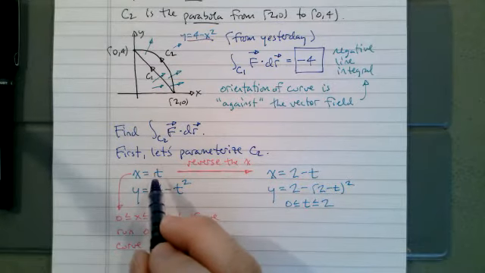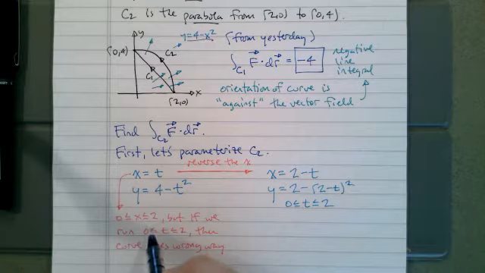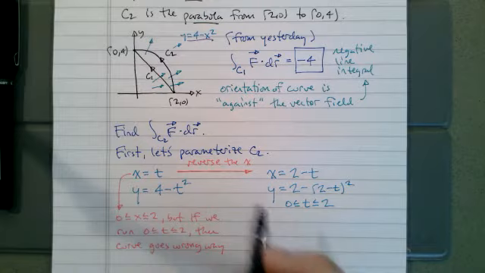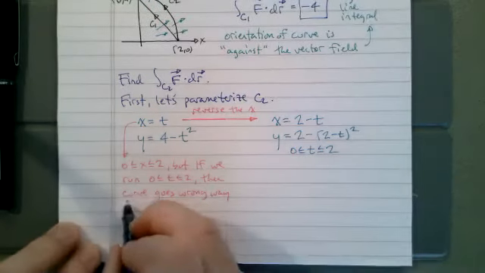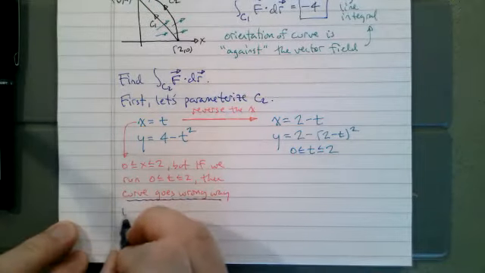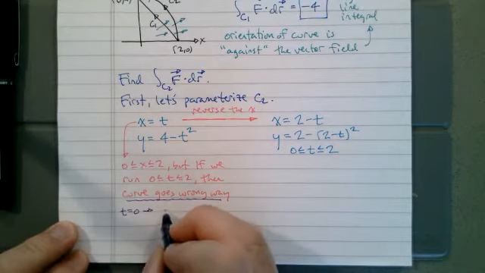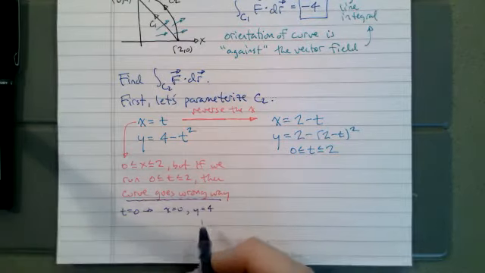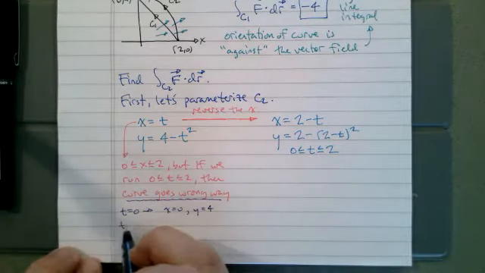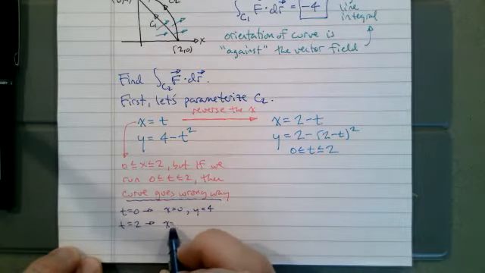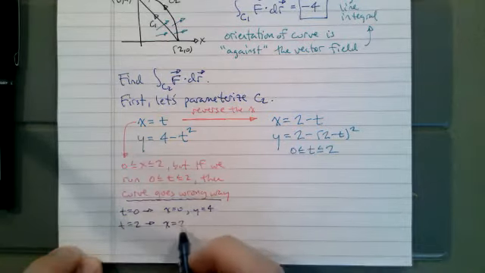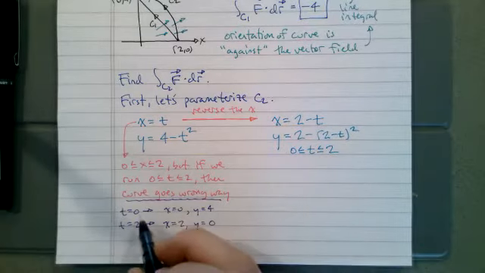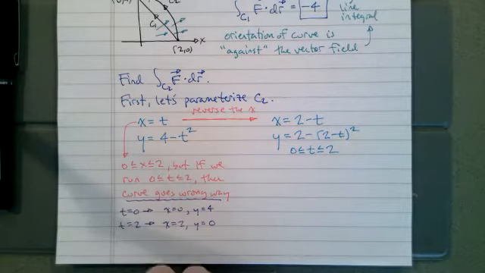But if t equals 0, then x is 0 and y is 4. So what I mean by the curve goes the wrong way: when t equals 0, we get x equals 0 and y is equal to 4. That's where we want to end. And when t is equal to 2, we get x equals 2 and y is equal to 0. So this is the wrong direction. t goes from 0 to 2.